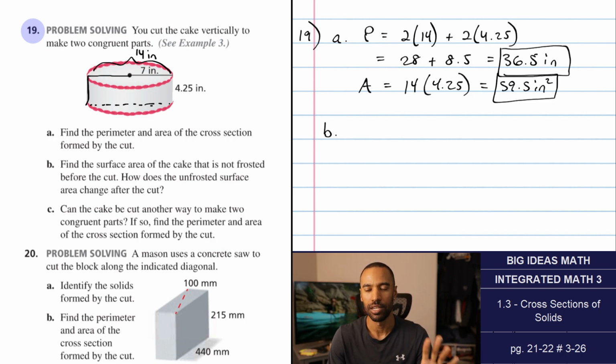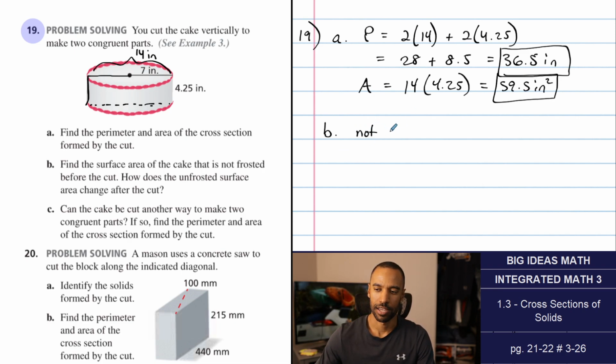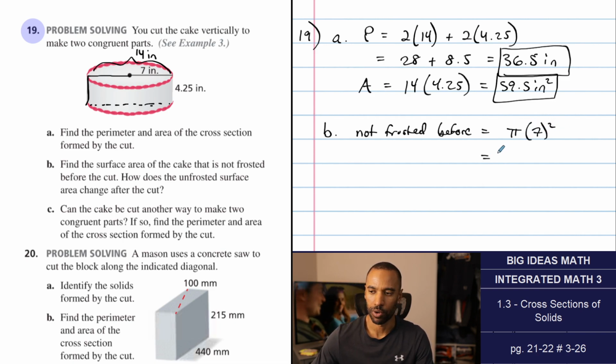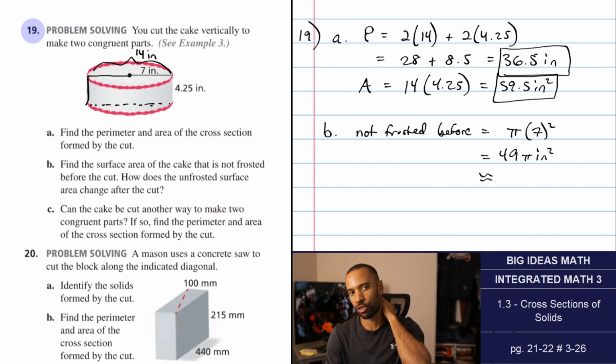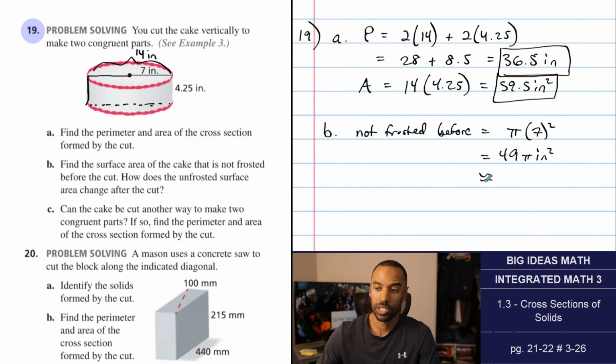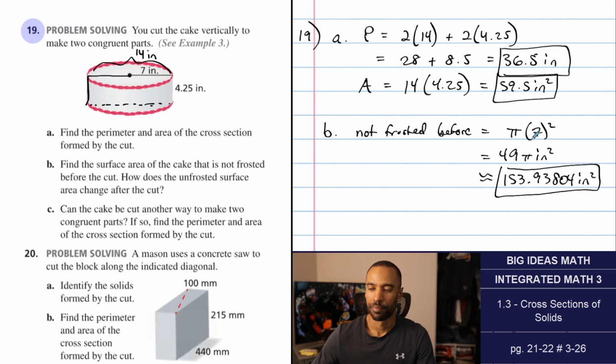So if the bottom's not frosted, we're talking about just the area of the circle on the bottom. So not frosted before, I just need to do my pi r squared for that bottom layer. So pi times 7, that's our radius squared, which is 49 pi square inches, which is about 153.93804. That looks exact, so I'm just going to write it all. 153.93804 square inches. That's before it's cut.